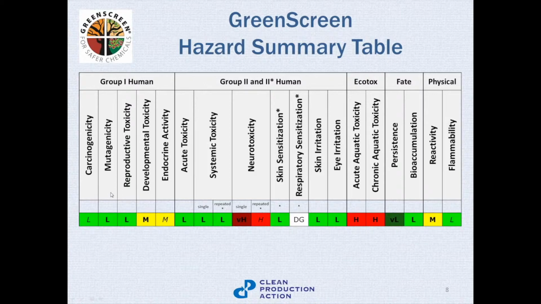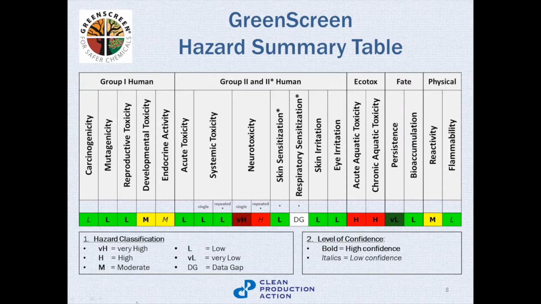So all the available data information is combined and compared to the criteria. And what comes out after that step is what we call a GreenScreen hazard summary table. And what's really amazing about this is that at a single glance, you can really get a sense of the overall hazard profile of a chemical. You've got the different hazard endpoints, and then the hazard level. L is low, M is moderate, H is high. You've got a VH and a VL for very high and very low. They're color coded so that you can get that basic impression at a glance.